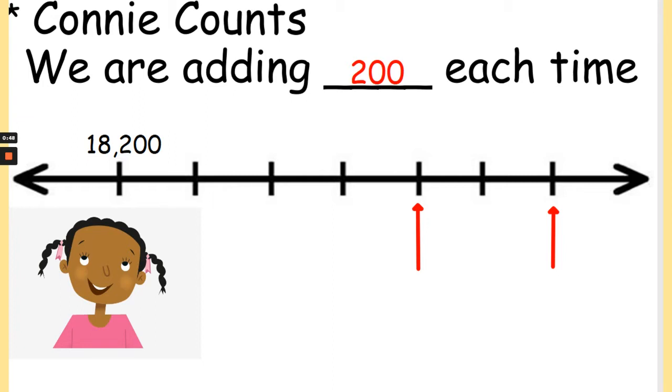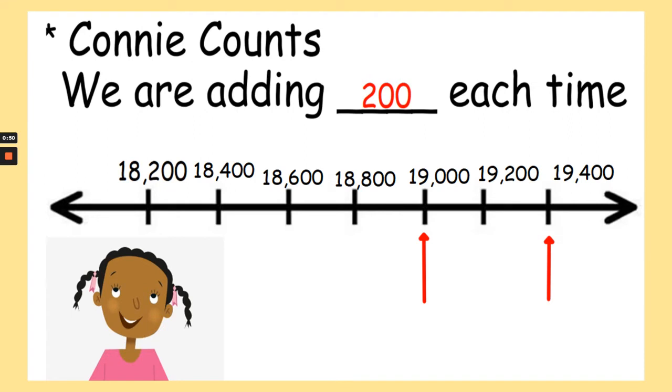Okay, let's have a look. So, starting at 18,200, adding 200 each time, we should have had the following numbers. 18,400, 18,600, 18,800, 19,000, 19,200 and 19,400. That's going up in 200 each time. And the numbers we wanted to focus on with the arrows was 19,000 and 19,400.